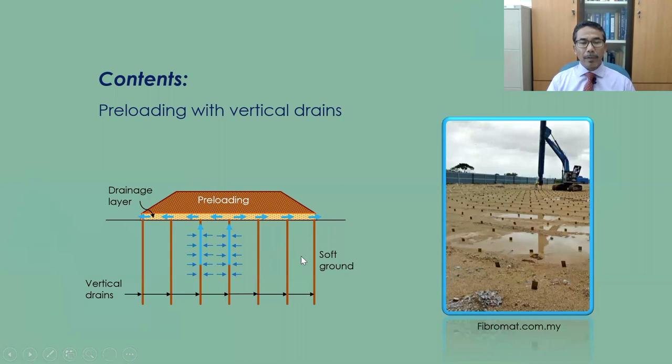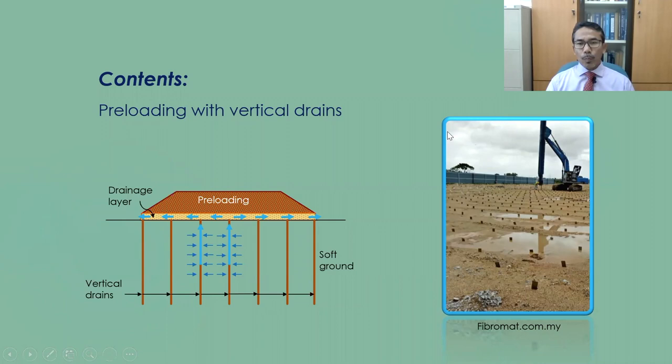Therefore, vertical drains may be installed to provide drainage so that the water can be drained out faster and consolidation can be expedited. Before the emergence of geosynthetic strips, vertical cylindrical sand drains were normally employed to facilitate drainage. In this case, holes were drilled and then filled with sand, because sand is known as a material with high permeability.